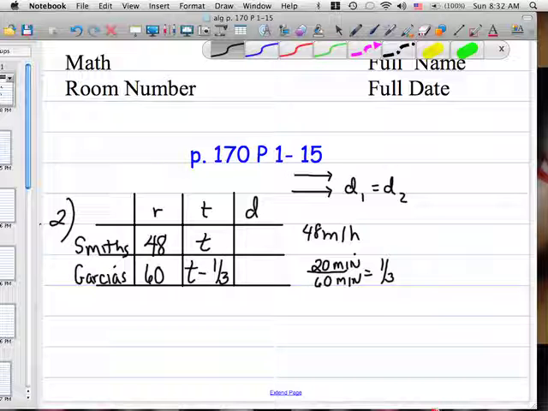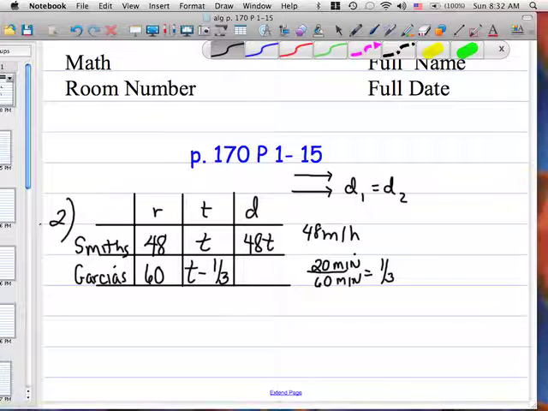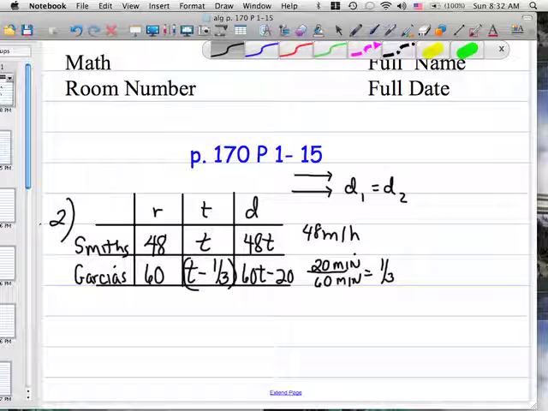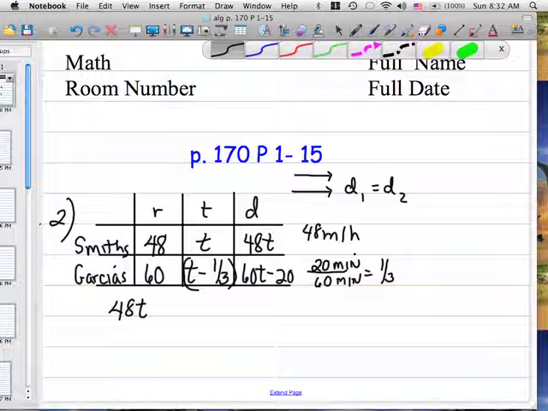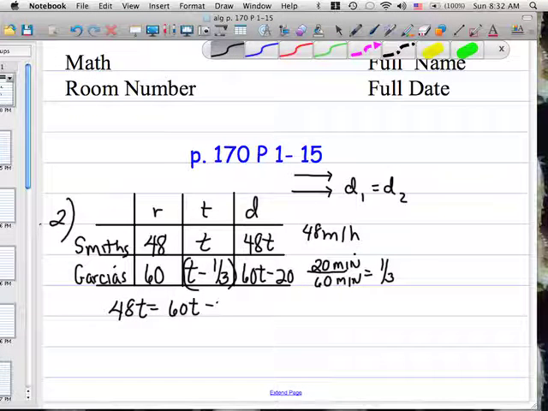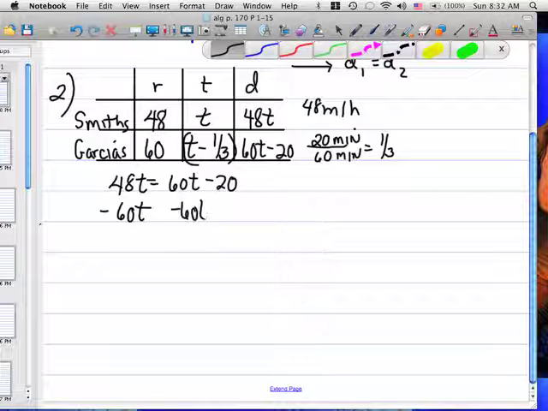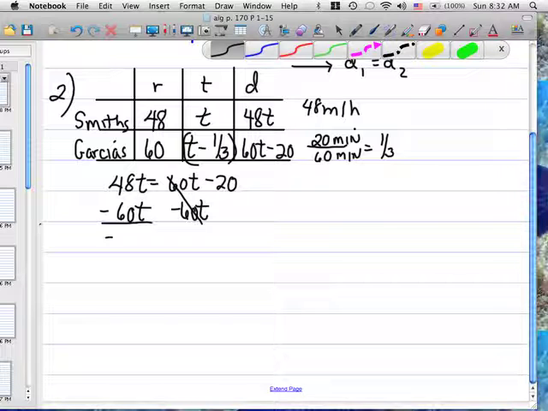So the distance for the Smiths is 48t, 48 times t, rate times time. For the Garcias, use your distributive property, it would be 60t minus 60 times 1/3, which is 20. Now we said the two distances are equal to each other, so 48t has to equal 60t minus 20. Solving, we get the variable on one side. Since 48t is by itself, we want to bring the 60t over. That gives us negative 12t equals negative 20.